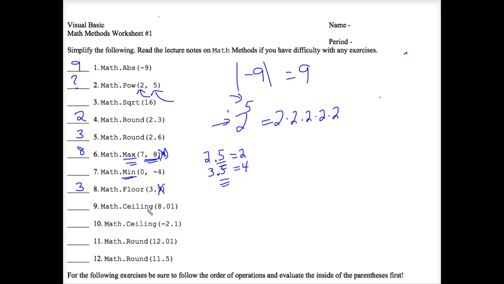The ceiling method always bumps the number up. It does more than just rounding. It bumps 8.01 up to 9 because 9 is the next biggest whole number. Oddly enough, -2.1, if you look at where -2 is on the number line, and if you look at where -2.1 would be, because the ceiling function always moves you to the right on the number line, the ceiling of -2.1 is -2. It does not go to -3.